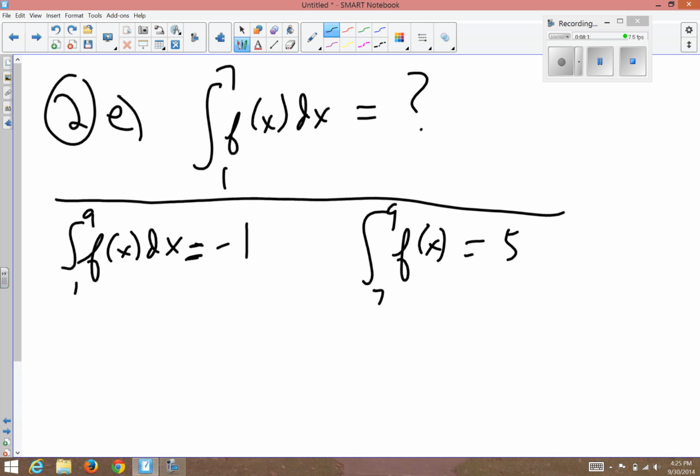So we take this integral that I just wrote, and switch these limits, they're called the limits of integration. Put the 7 up here and the 9 down here. If the integral from 7 to 9 is 5, the integral from 9 to 7 must be negative 5.